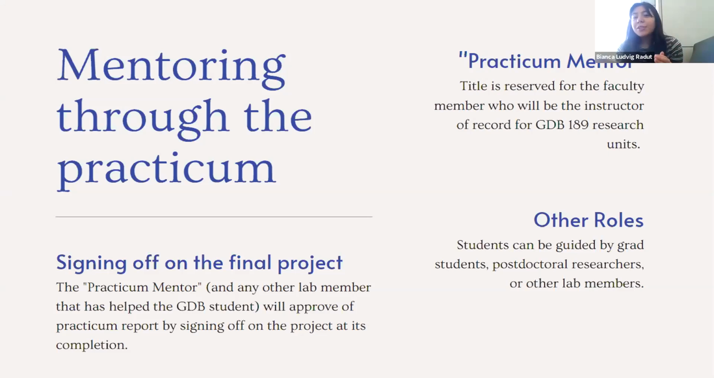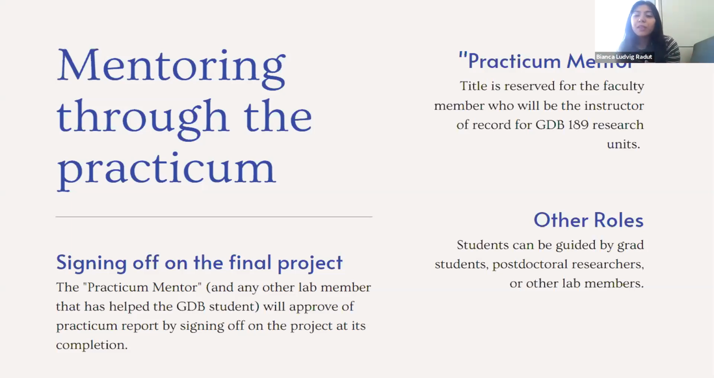That does not mean that students can't work with other people in the lab or in the team, though. A lot of times students will work directly with a grad student or a postdoc or any other lab member, and that will be their first point of contact for questions and guiding them through the process. But the PI or the head of the lab will be the person grading them, a person with a teaching title.